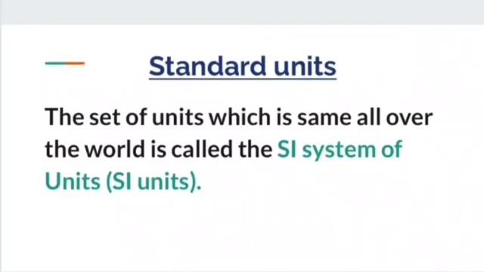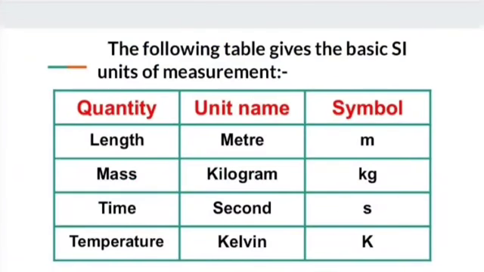For example, the SI unit of length is meter. It means what? The unit of length is meter in our country and in other countries also. Means length will always be measured in meter, okay, in all the countries. So the set of units which is same all over the world is called SI unit.